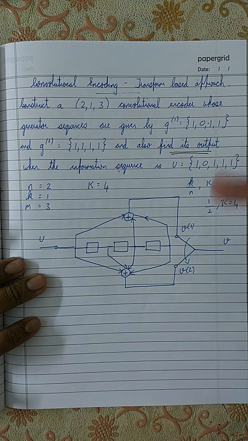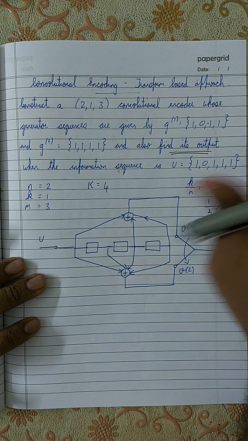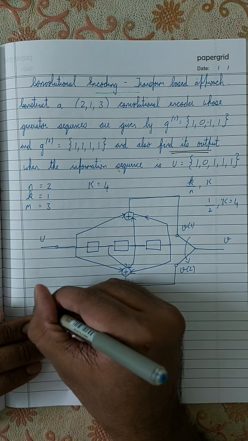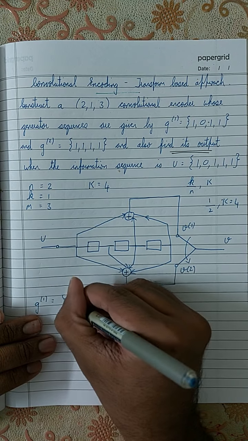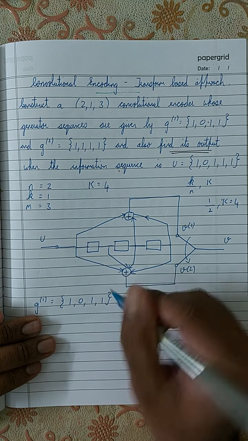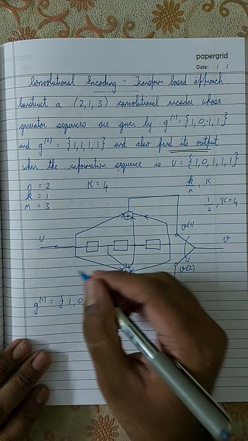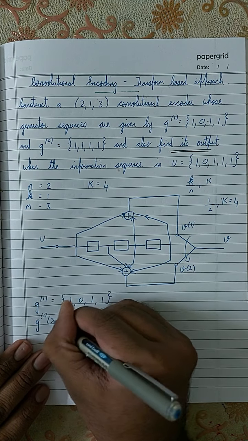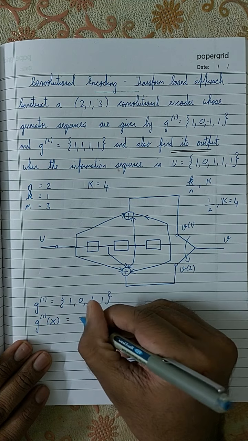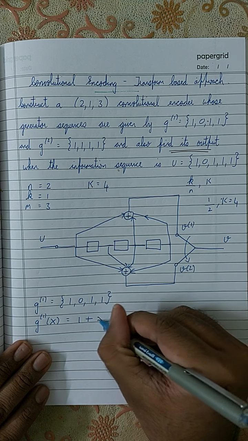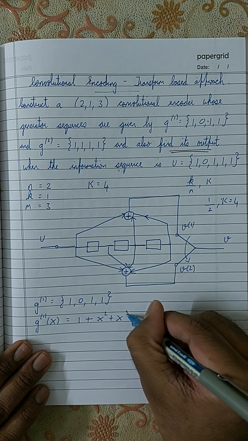In order to do that, the first thing is that you need to represent every sequence by its polynomial form. That is, if you have g of 1, what is g of 1? G of 1 is equal to 1, 0, 1, 1. This is called g of 1. In that case, g of 1 of x is equal to 1 plus 0, so there is no x, plus x square plus x cube.